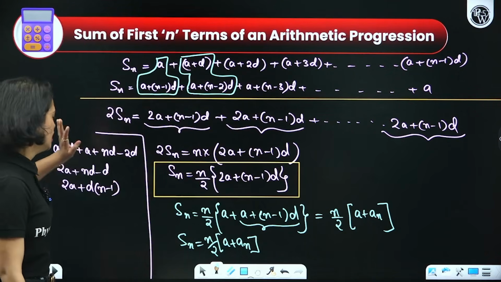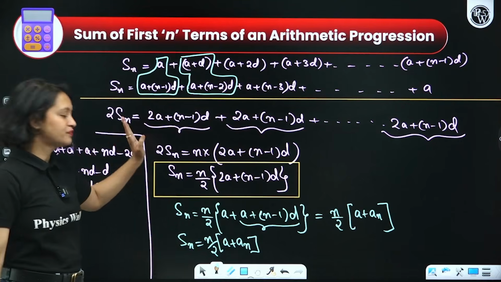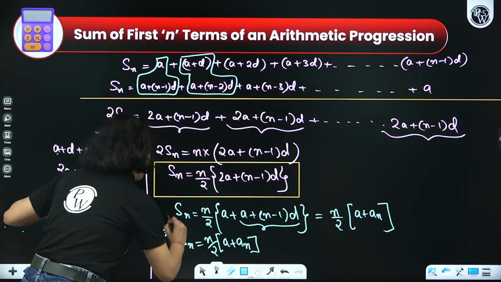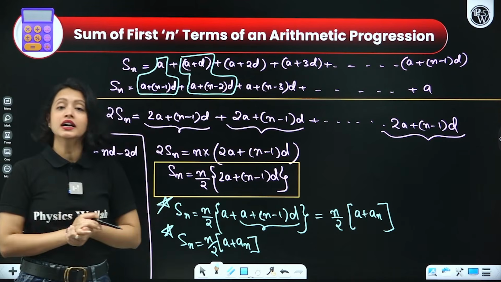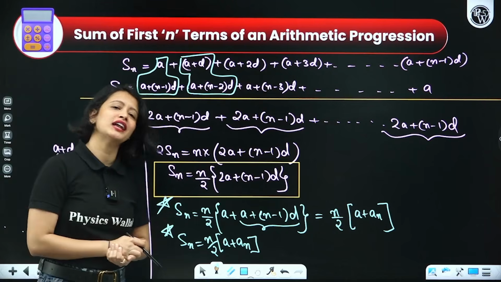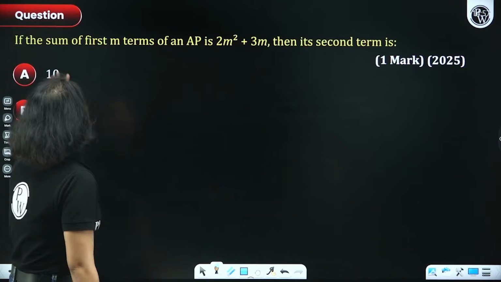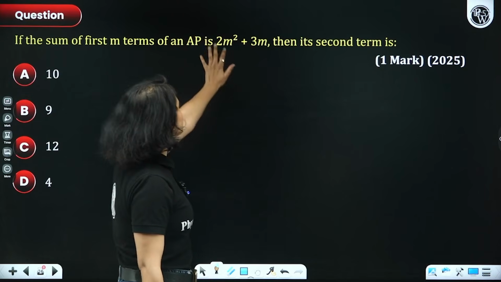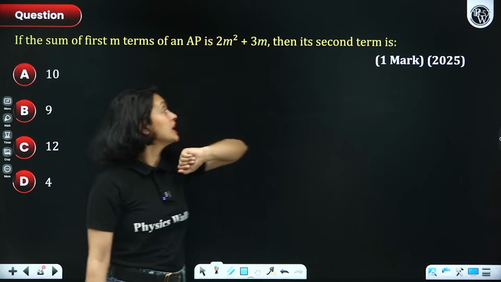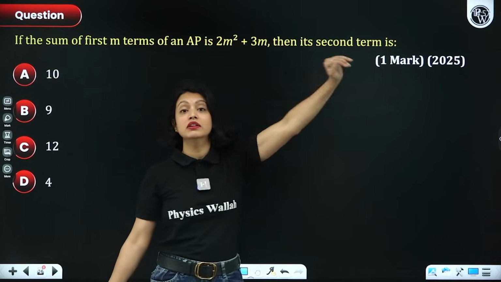Simple. Okay, chalo ji. So now I hope you remember these formulas, and now we are going to move on and discuss some problems. If the sum of first m terms of an AP is 2m square plus 3m, then its second term is.